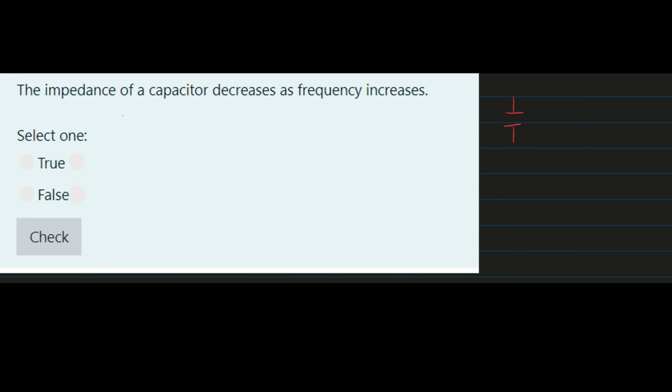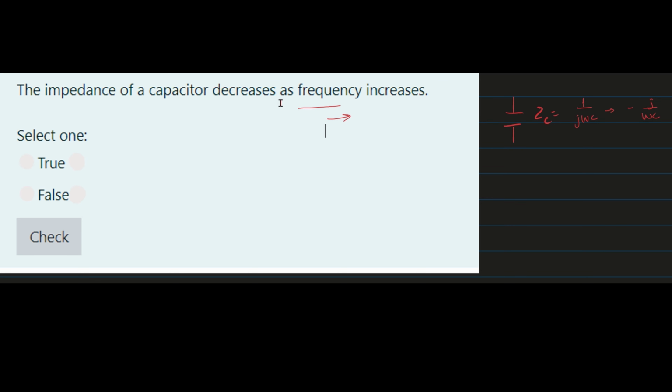And the impedance, which is Z of C, is equal to 1 over j times omega times C. We can rewrite this as negative j over omega times C. It's the same thing. And as the frequency increases, what happens to the impedance of the capacitor? Does the impedance of the capacitor decrease?